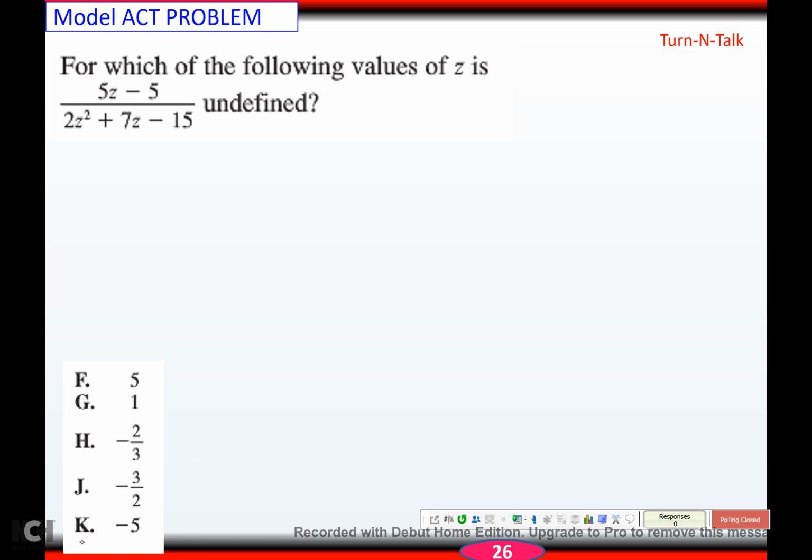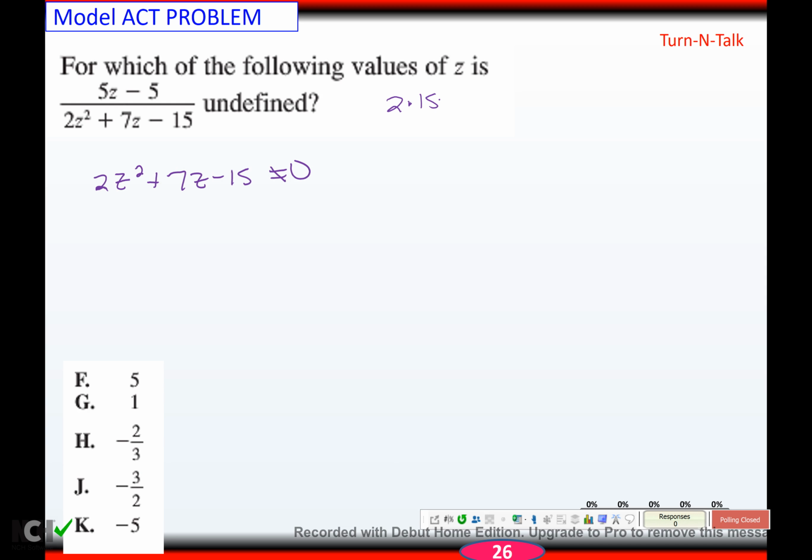Okay. All right, try this one. Hit pause. Come back when you're ready. For which of the following values of z is this function undefined? Well, 2z squared plus 7z minus 15 can never equal 0. I can't GCF anything out, so I'm going to have to do the long factor song.